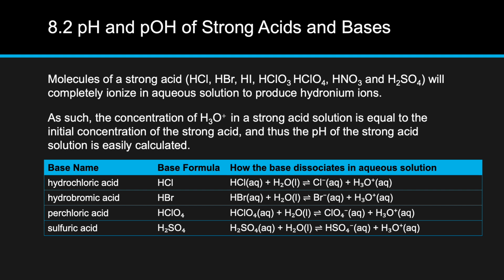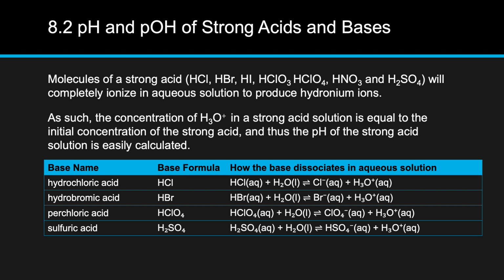Let's dive into our strong acids first. So molecules of a strong acid will completely ionize in an aqueous solution to produce hydronium ions and typically an anion. Because of this, the concentration of H3O+ in a strong acid solution is equal to the initial concentration of the strong acid, and therefore the pH of the strong acid can easily be calculated using the equations from your data sheet. So let's look at some of our strong acids in the table below here.